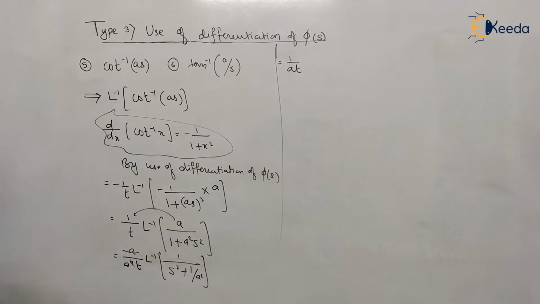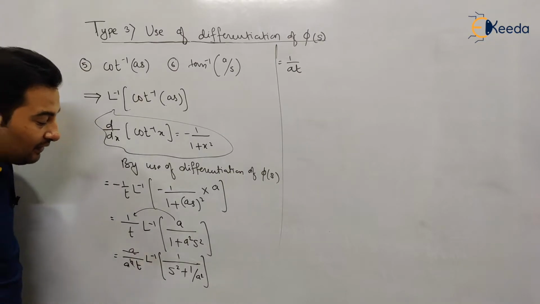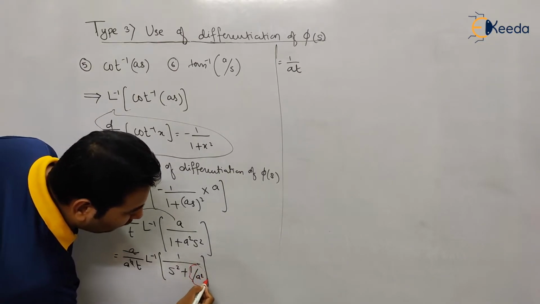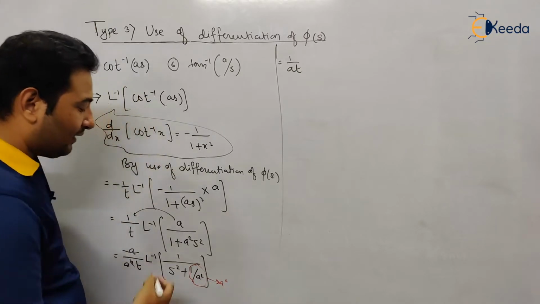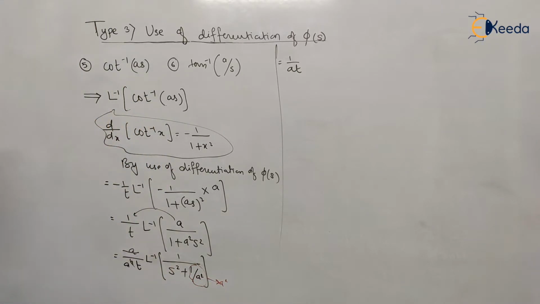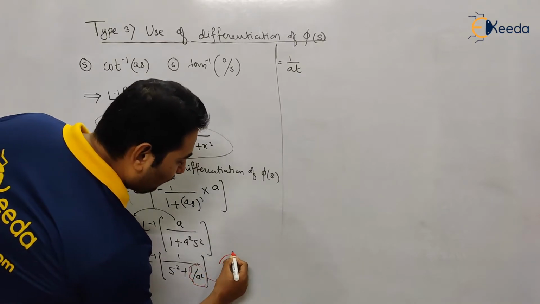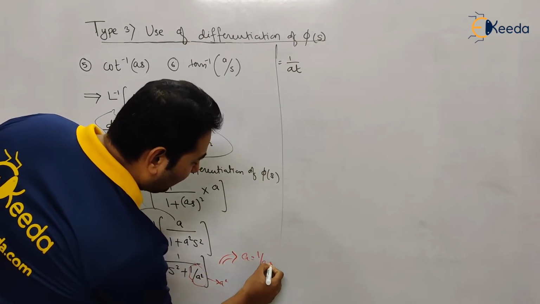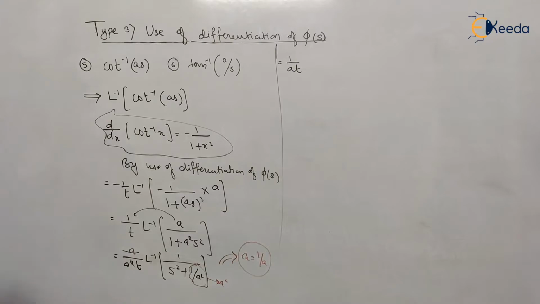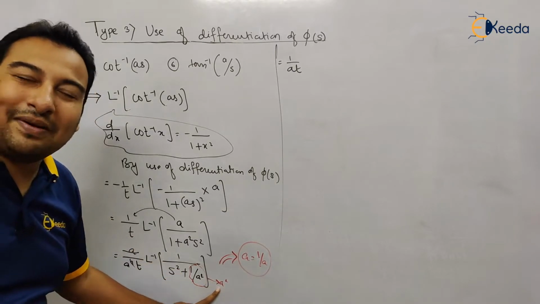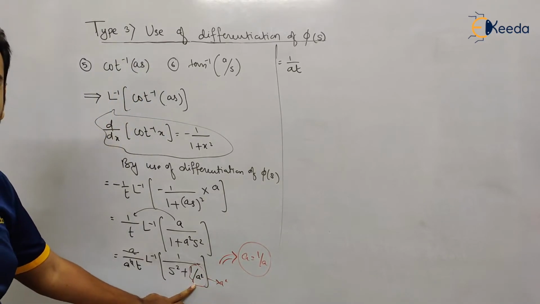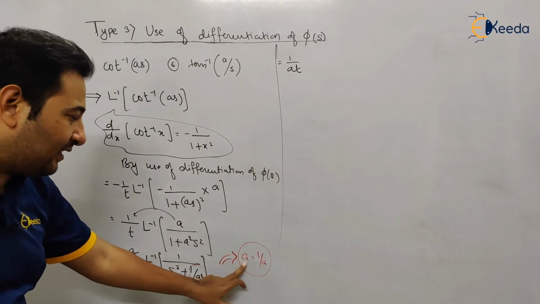See here, if you compare with the formula, this term is actually a square. If you compare with the formula, that is 1 upon s square plus a square, where in this formula a is equal to 1 upon a. So what is the formula? See here, in the original formula it is a square. So in place of a square we have 1 upon a square. So a is 1 upon a.